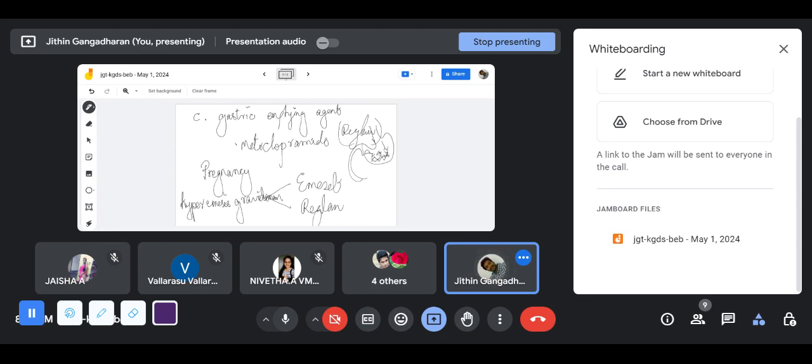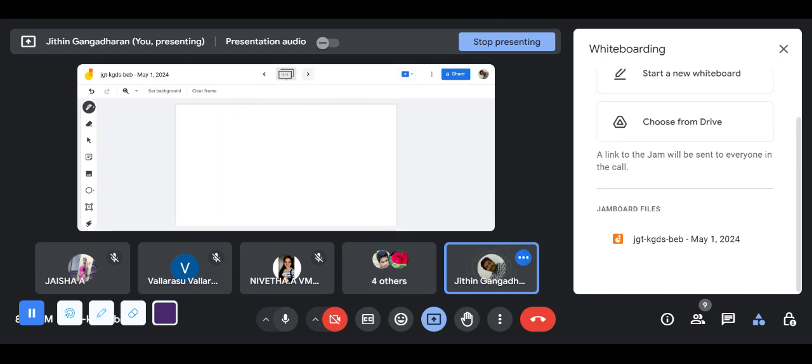Clear? So this is about your antiemetics. We have done the centrally acting antiemetics, the motion sickness drugs, and the gastric emptying agents. So these were the drugs that come under the antiemetics. Clear? Next, what are the main side effects of these antiemetics?